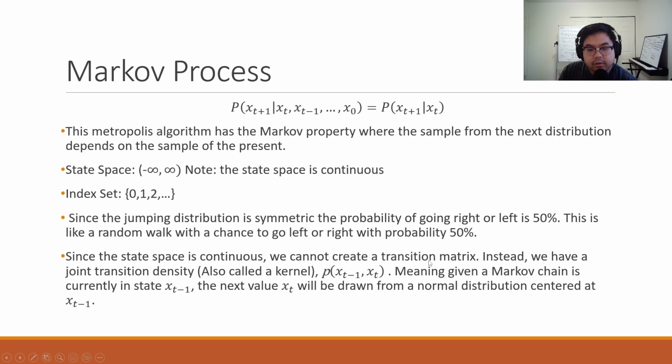And like I said earlier, the transition matrix cannot be achieved because this is a continuous state space. So we have something called the joint transition kernel, or density. It's basically a joint density. And we're going to see that this joint density is actually independent and it's actually symmetric. So that's pretty cool, and I'll go into that later. But given a Markov chain is currently at state x, the last iteration, the next value will be drawn from a normal distribution centered at x t minus 1. That's what this transition kernel means.